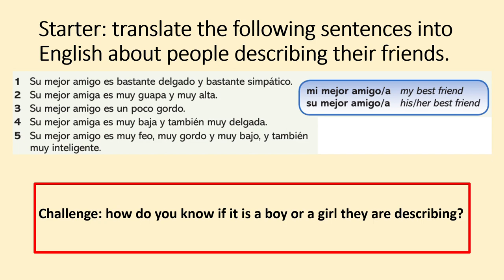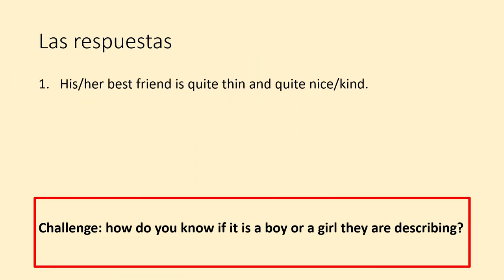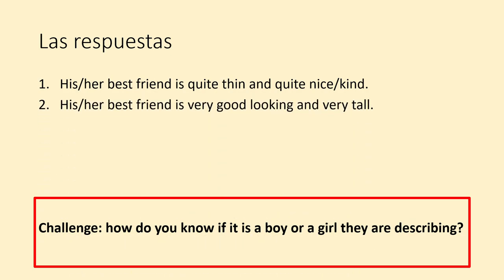Fabuloso. Ok, vamos a ver las respuestas. Number one, his her best friend is quite thin and quite nice, or you could say kind. Make sure you've got quite there twice because it's said twice in the original sentence, that being bastante. Number two, his her best friend is very good looking and very tall. Number three, his her best friend is a little fat. Bit harsh, but there we go.